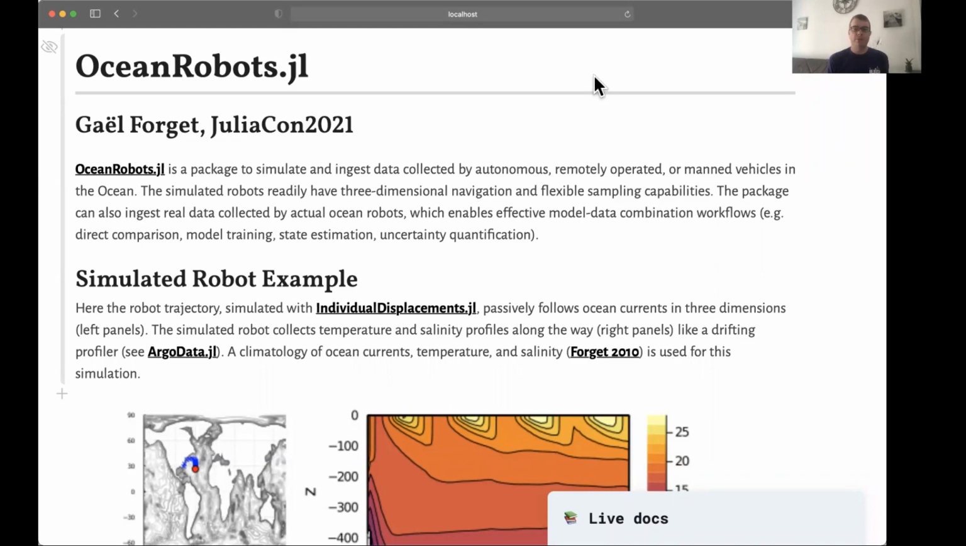This is a package to simulate and ingest data collected in the ocean by autonomous, remotely operated or manned vehicles. The package simulates robots with three-dimensional navigation and sampling capabilities. It can also ingest real data collected in the field by actual ocean robots, which enables effective model-data combination workflows. Today, I'm going to give you the flavor of what the package does, and I'm hoping to see you at the poster to tell you more about this.